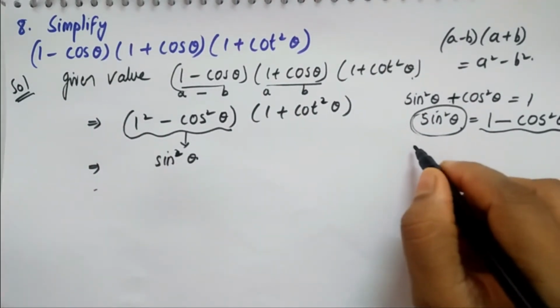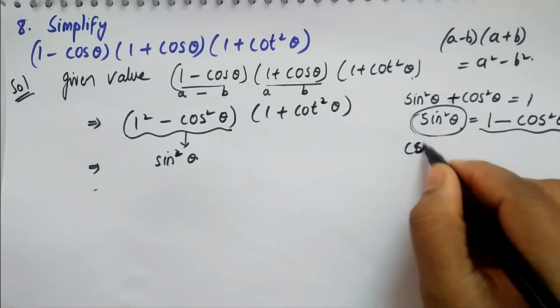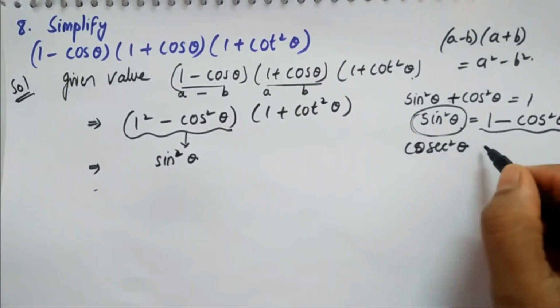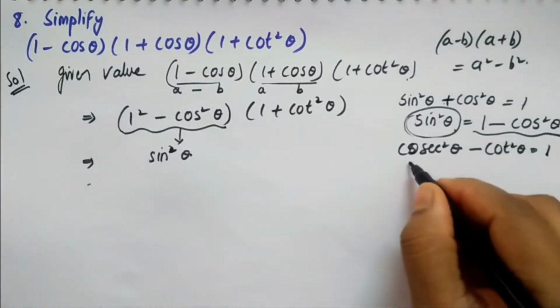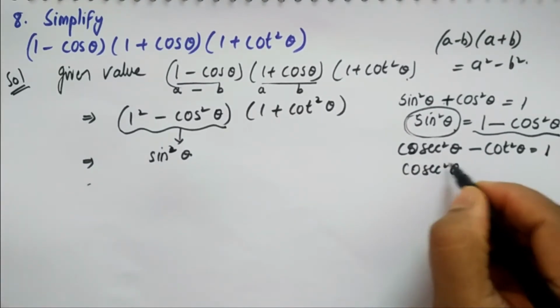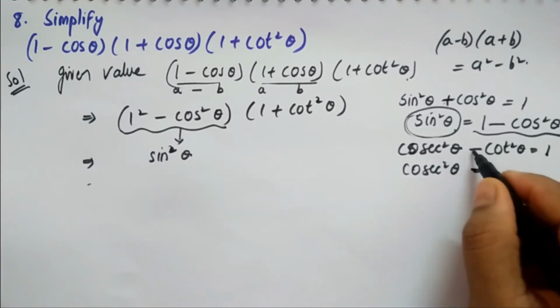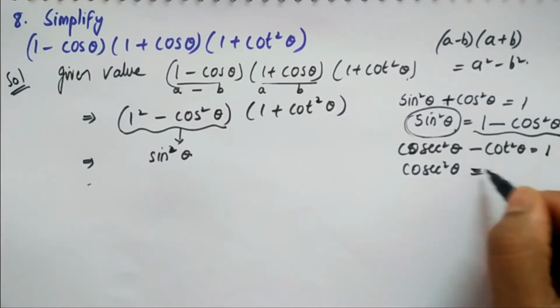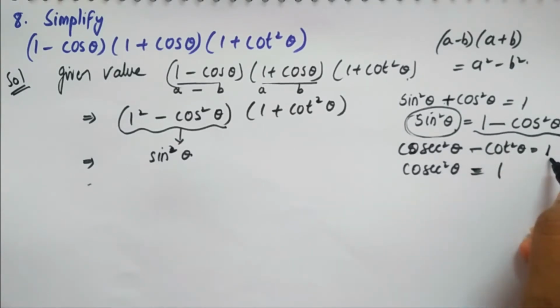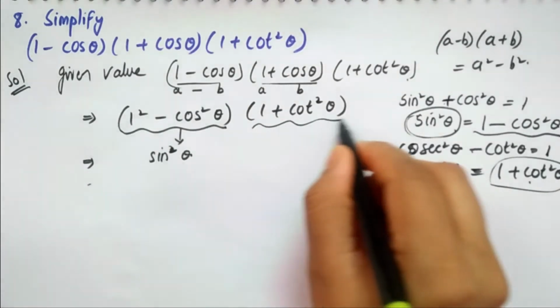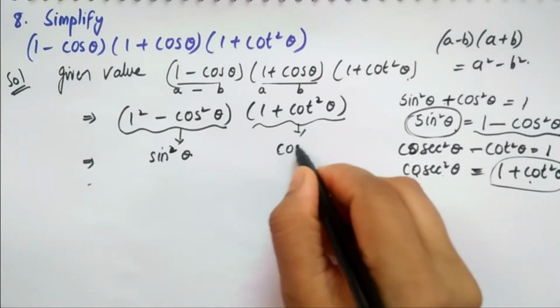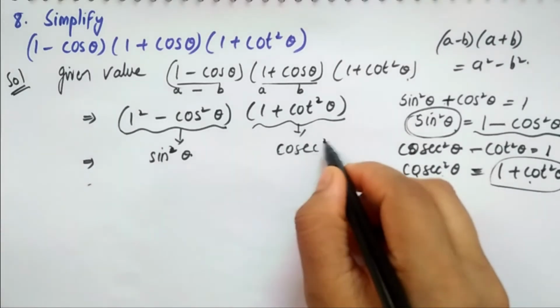What is it? We have seen that cosecant square theta minus cot square theta is 1, right? But here, if you see cosecant square theta, we keep it here and we send the cot to the other side. So 1 will be 1 and the minus cot square theta will be plus cot square theta, right? So this plus cot square theta can be replaced by cosecant square theta here. Yes, so it is nothing but cosecant square theta.